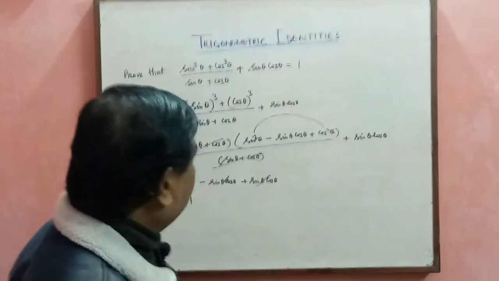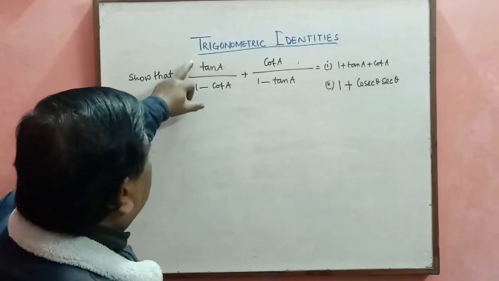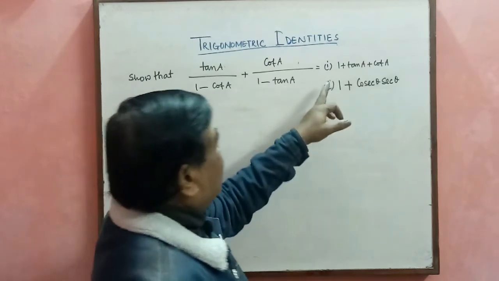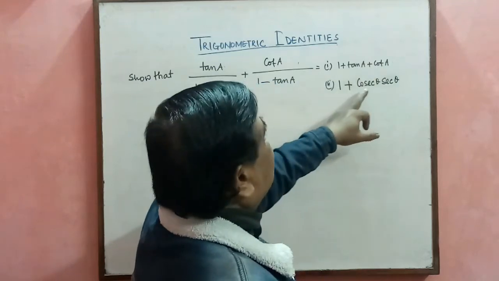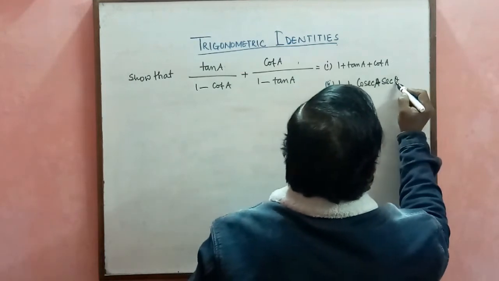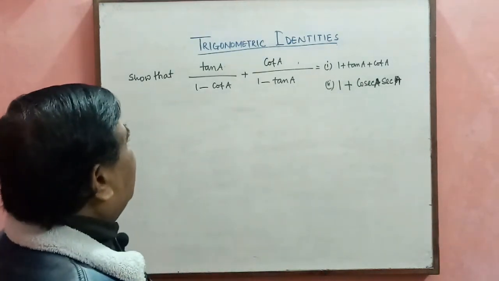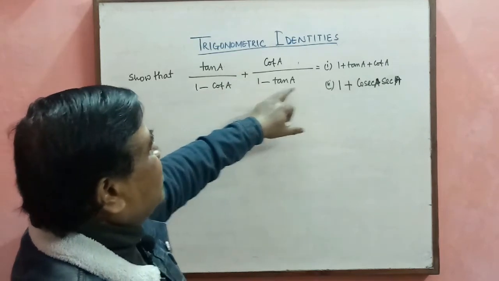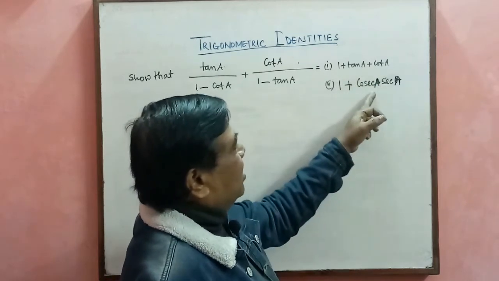Next question. Show that tan A upon (1 minus cot A) plus cot A upon (1 minus tan A) is equal to either 1 plus tan A plus cot A, or 1 plus cosec A sec A.